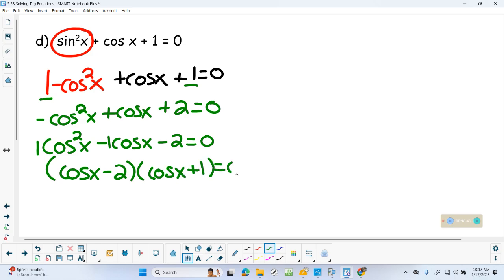So just some good old factoring. And then, of course, like always, we set each factor to 0. So I'm just going to move to the top so I'm not clear at the bottom. So I would add 2 over. And then I'm going to subtract the 1 off. So I'll have cos x equals -1.